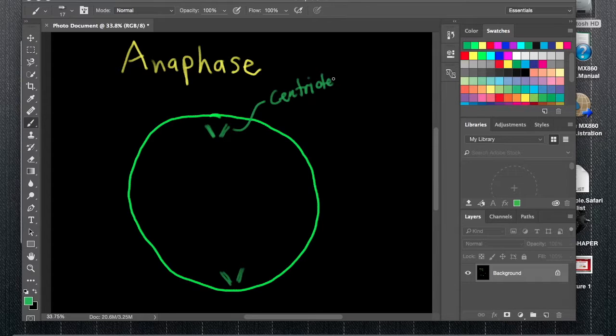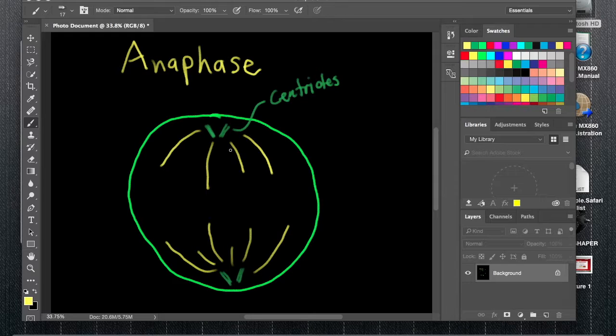And now I'm going to draw the spindle fibers. But notice that the spindle fibers are shortening. They are becoming shorter because they are pulling the chromatids towards the poles. And I'm labeling the spindle fibers for you right now.